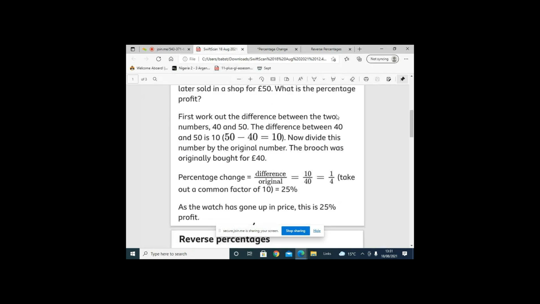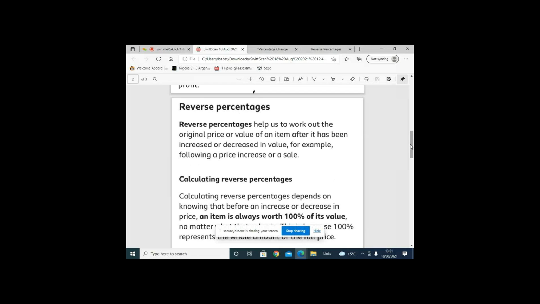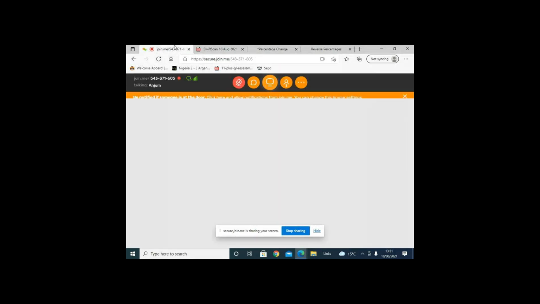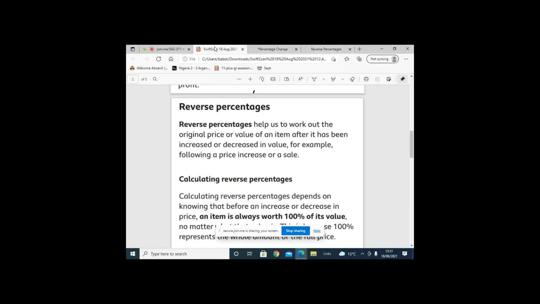So the second part is this. It's called reverse percentage. This is very common. In fact, in the practice questions you will see reverse percentages here. Let me just check who is there again. Okay, I don't think the person came back. This one is a bit more difficult than normal percentages, like the percentage change.